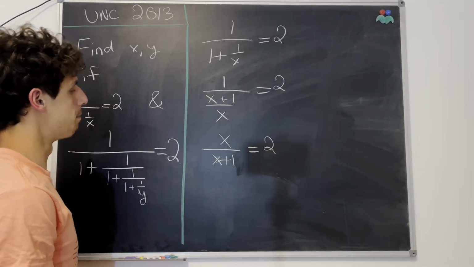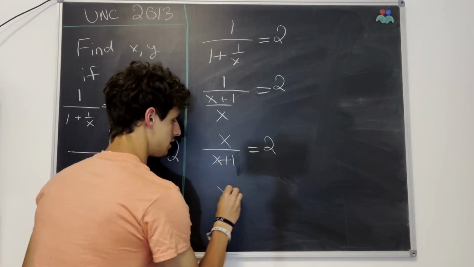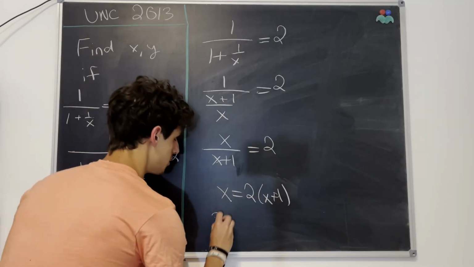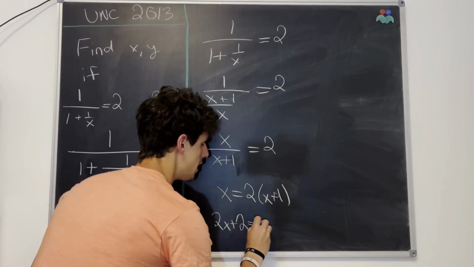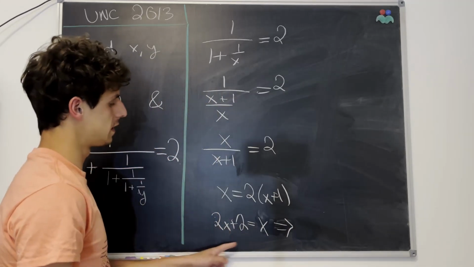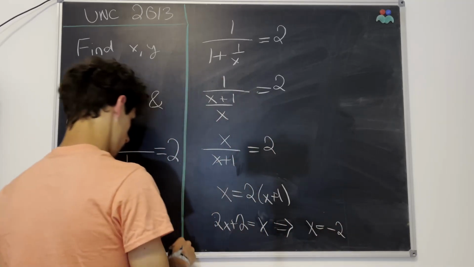But now we can multiply both sides by x plus 1. And that'll give us x equals 2 times x plus 1. But now multiplying that out, we get 2x plus 2 equals x. But that pretty clearly means that when we move this x over and this minus 2 over, we get x is equal to negative 2.